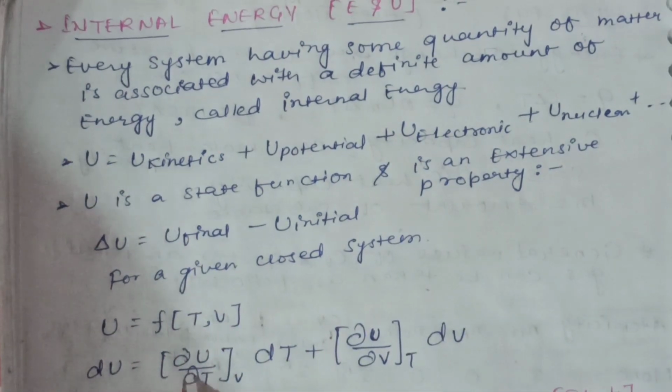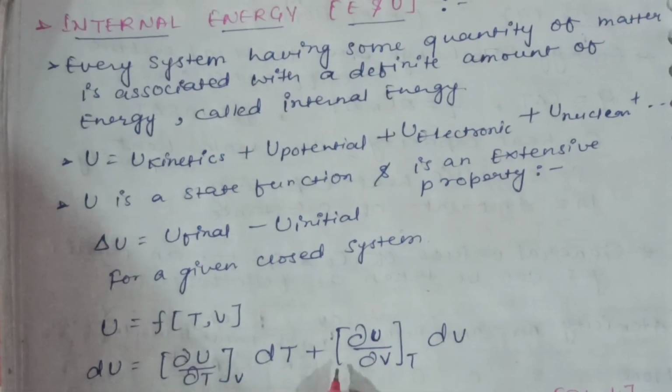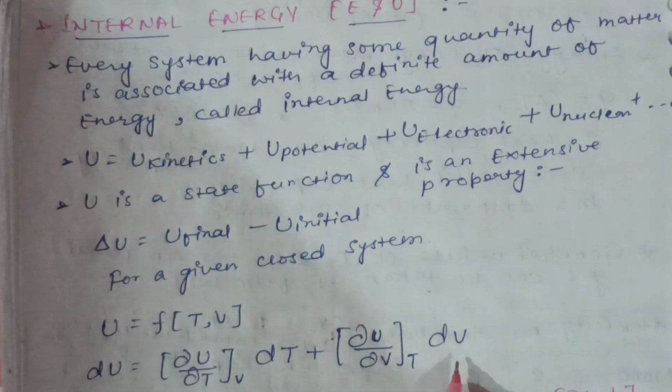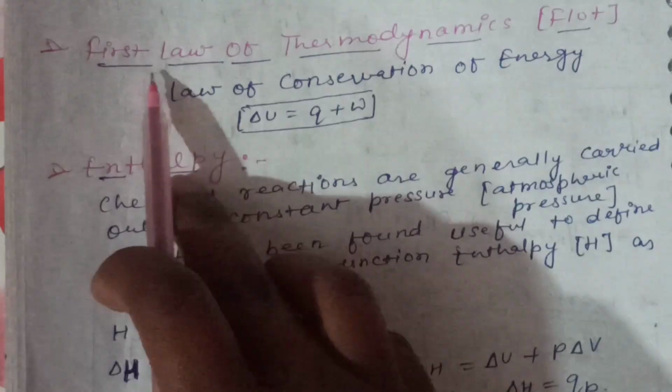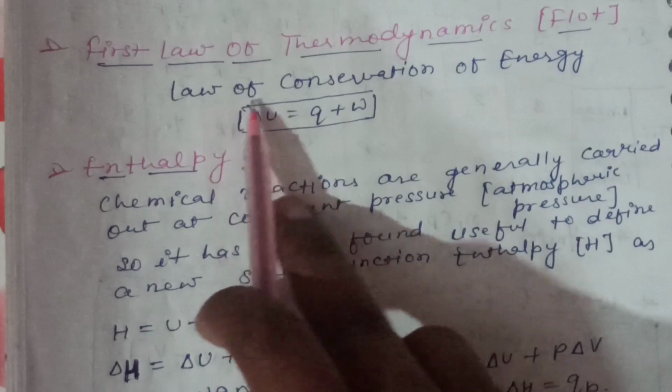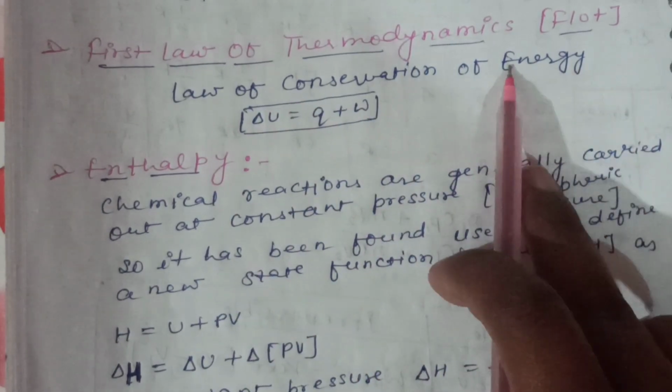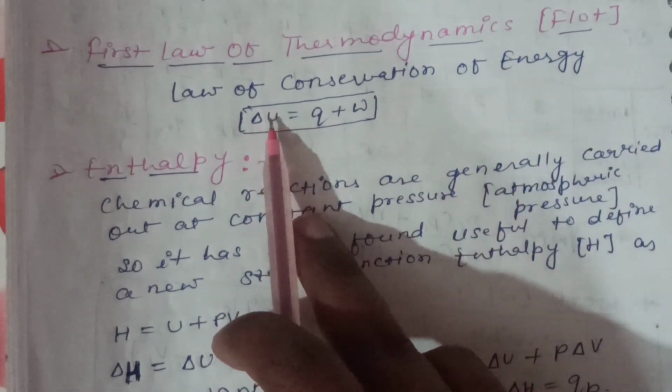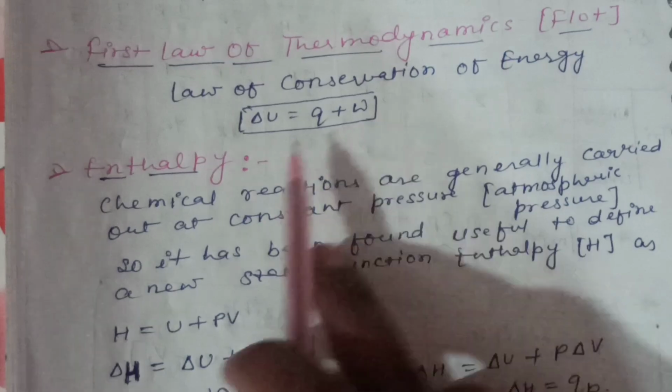dU = (∂U/∂T) at constant V dT + (∂U/∂V) at constant T dV. First law of thermodynamics, law of the conservation of energy: ΔU = Q + W.